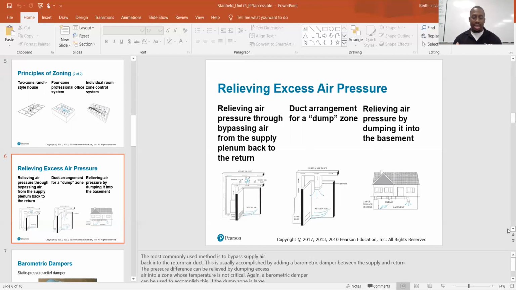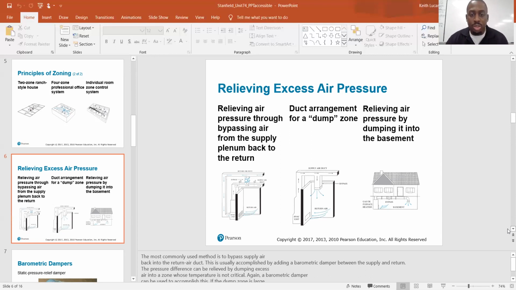So instead of all that excess air trying to get forced into one area, that one area is going to get served, and then the extra is going to push the damper open and go back into the return.